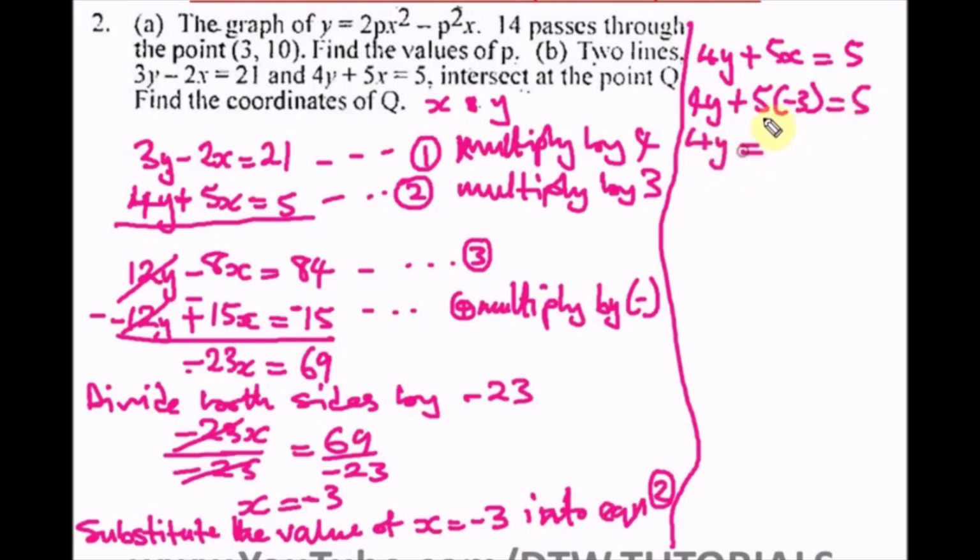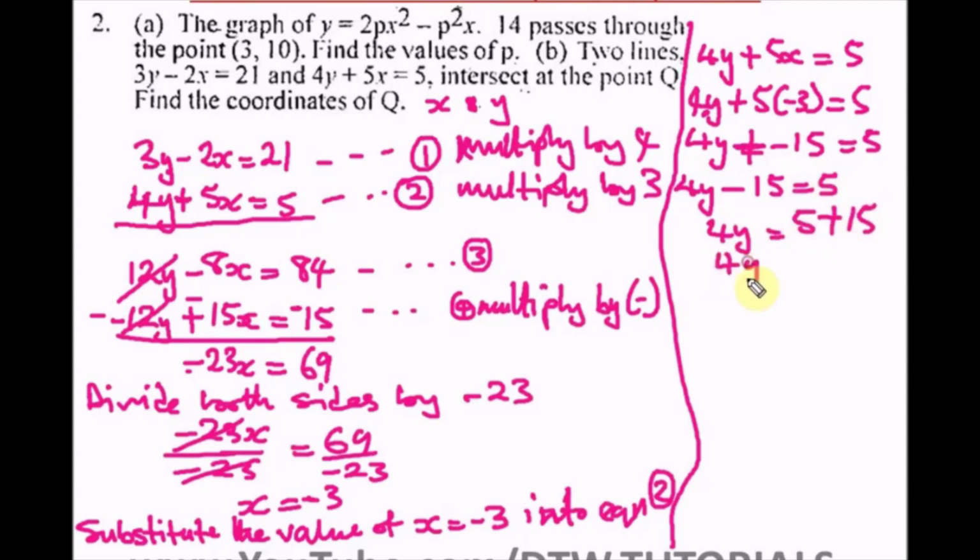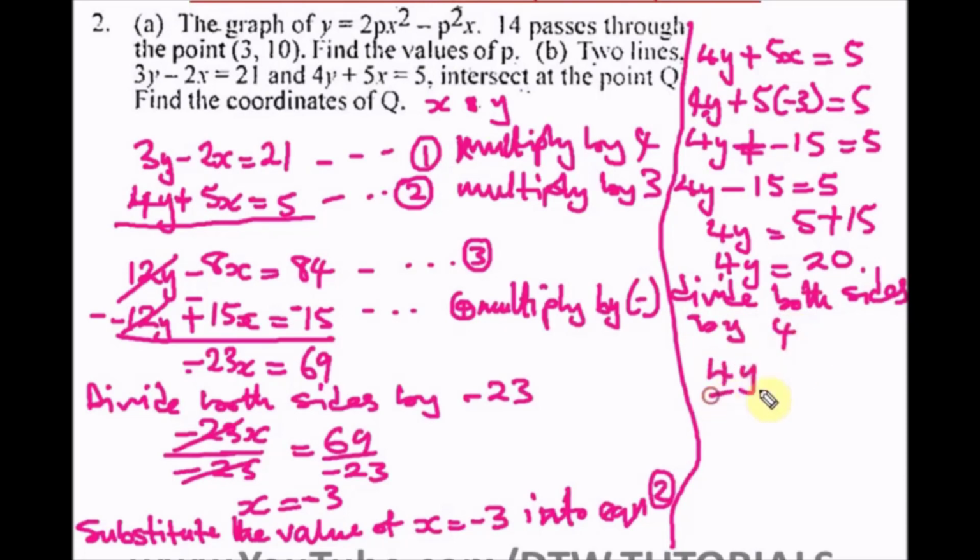So we have 4y plus 5 times minus 3 will give us minus 15 equal to 5. So we have here 4y, this plus and minus, if they multiply each other, we're going to have a negative 15 equal to 5. All right, so let's take minus 15 to this side. We have 4y is equal to 5 plus 15. So we have 4y is equal to 20. Okay, 5 plus 15 is 20. Next thing, we divide both sides by 4. So we have 4y divided by 4 is equal to what? 20 divided by 4. So 4 will cancel out here 4, which will give us 1. And here 4 in 20 is how many times? 5 times. So we have y is equal to 5.